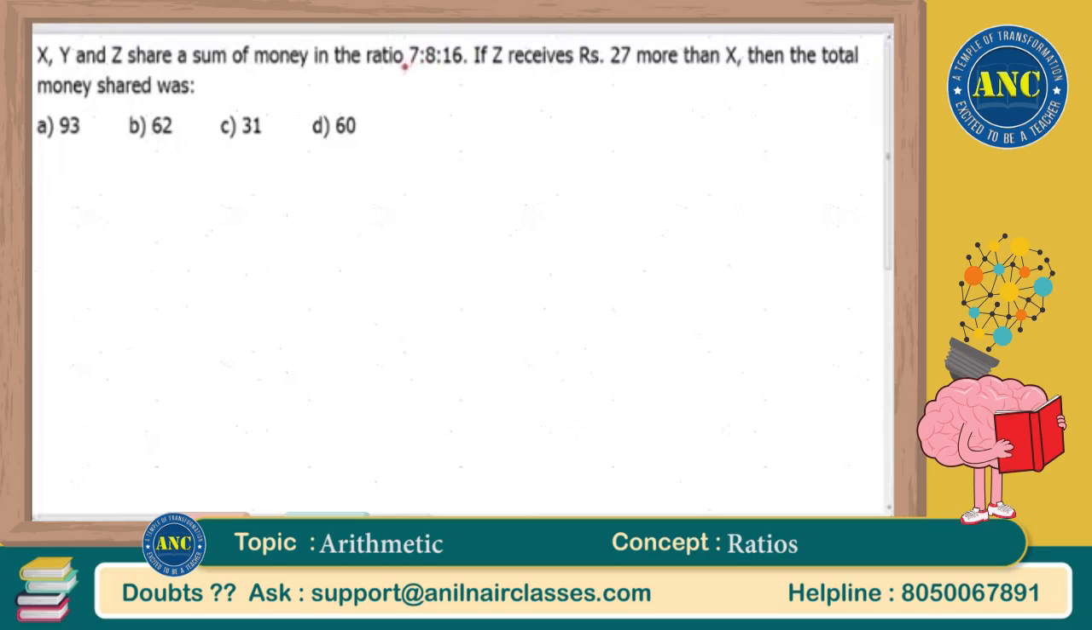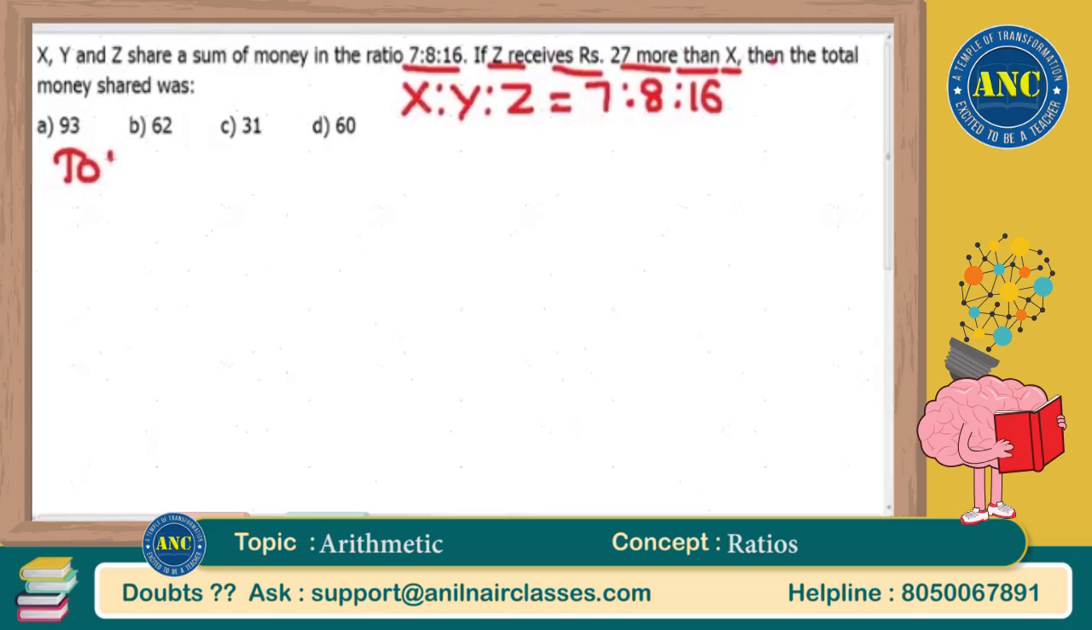Question is, X, Y and Z share a sum of money in the ratio 7:8:16. That means they have some money with them. They will share that money in this ratio 7:8:16. Right? That is the first statement. If Z receives 27 rupees more than X, then find the total money shared. Now, I don't know what the total money shared is. I will call that total money shared A rupees, right? I will use the variable method which is also given in your textbooks.